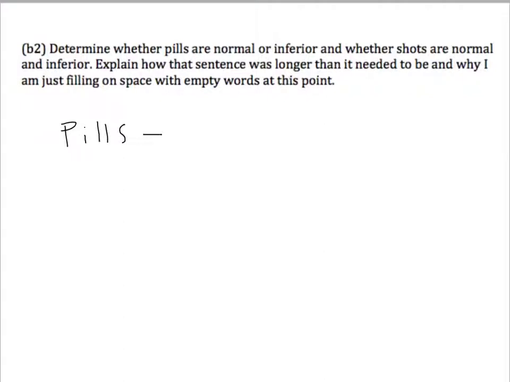How can we determine if they're normal or inferior? Well, they're normal if we consumed more of them when income went up. They're inferior if we bought fewer pills when income went up. On our graph on the previous slide, we saw that the consumption of pills declined from 10 to 6, so it's got to be inferior.